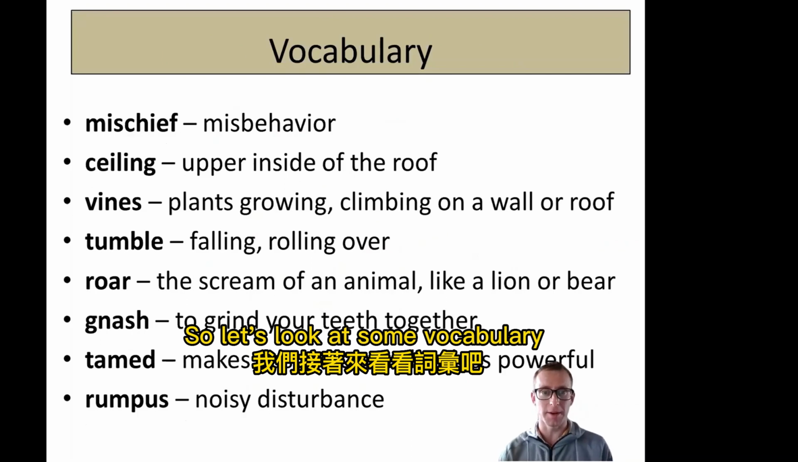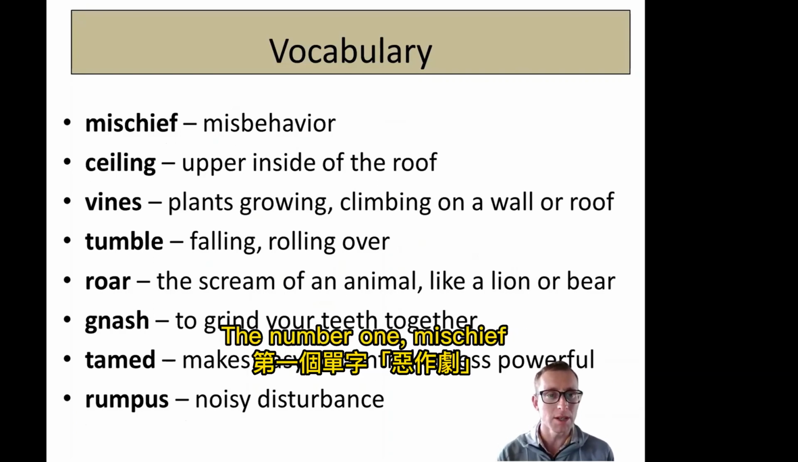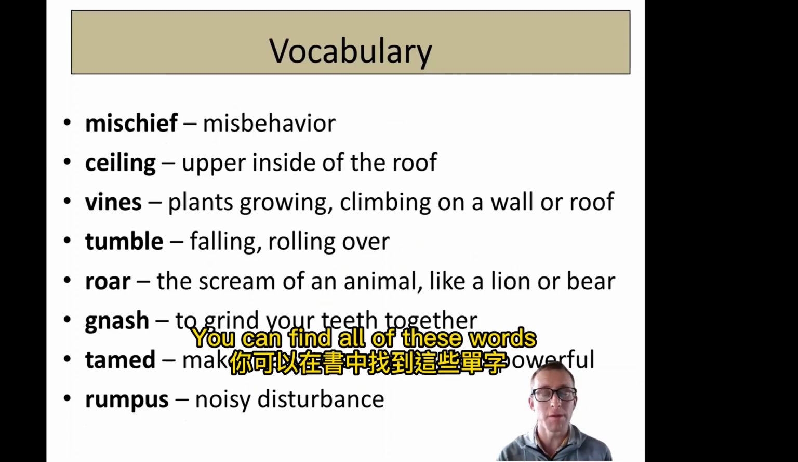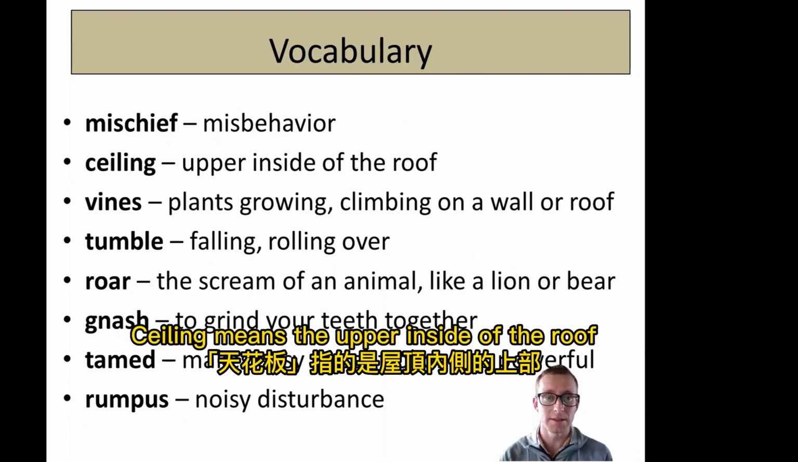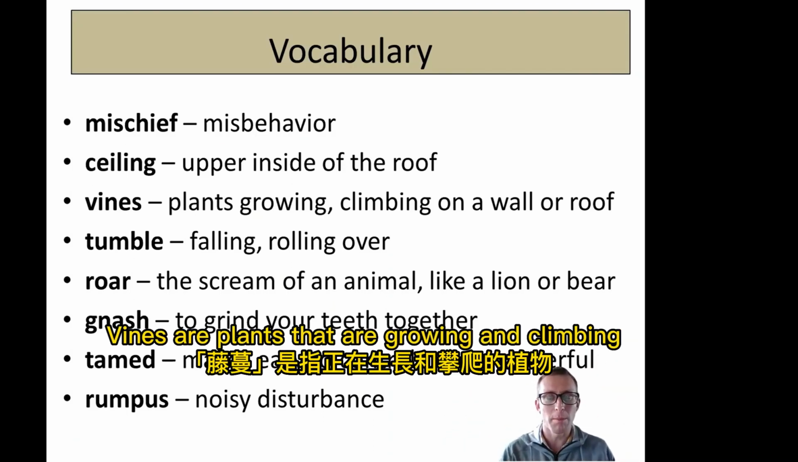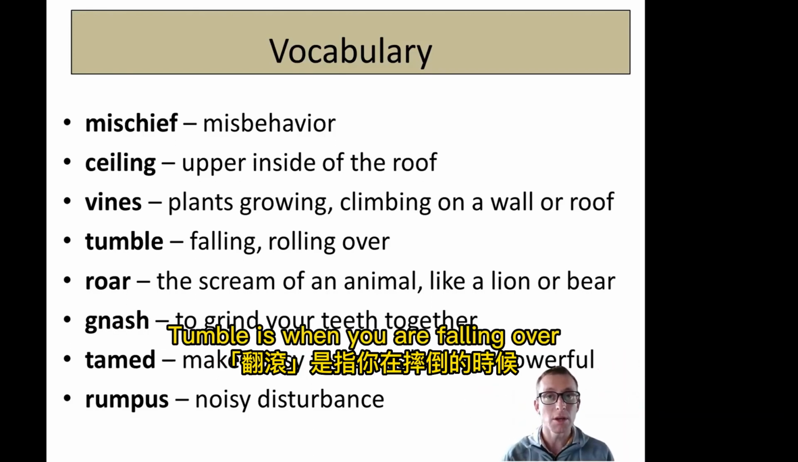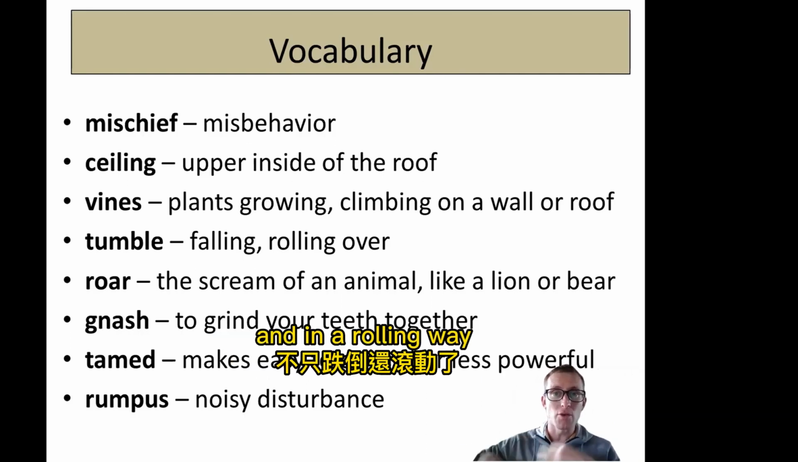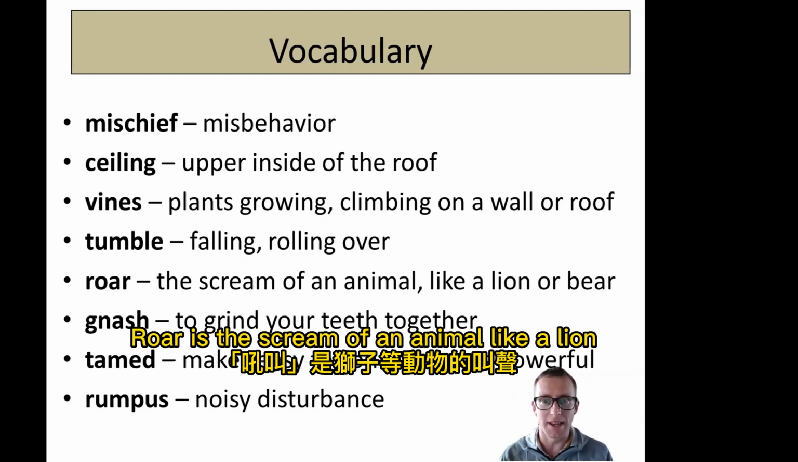So let's look at some vocabulary. We have 1, 2, 3, 4, 5, 6, 7, 8 words here I would like to introduce to you. So number 1, mischief. You can find all of these words in the book. Mischief just means misbehavior. Ceiling means the upper inside of the roof. Vines are plants that are growing and climbing on walls and onto the roof. Tumble is when you are falling over in a rolling way. Roar is the scream of an animal like a lion.